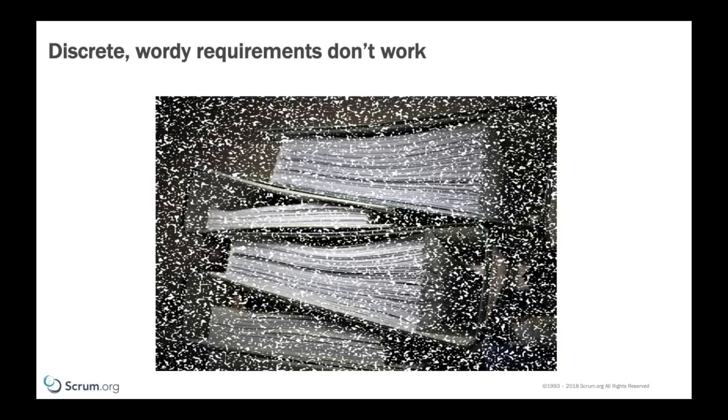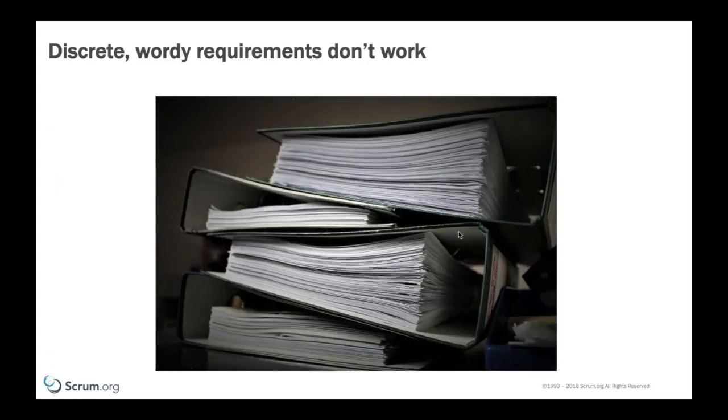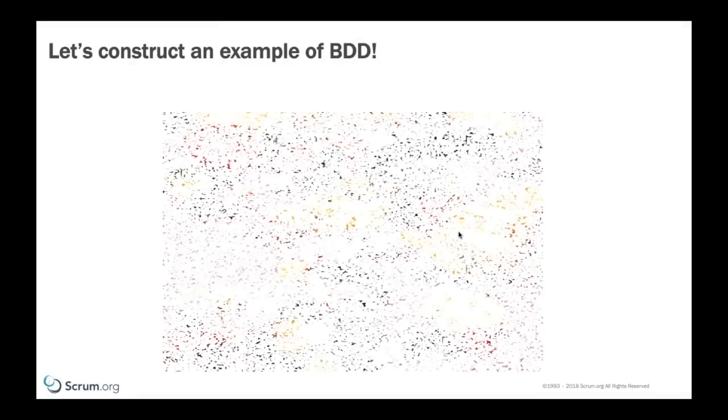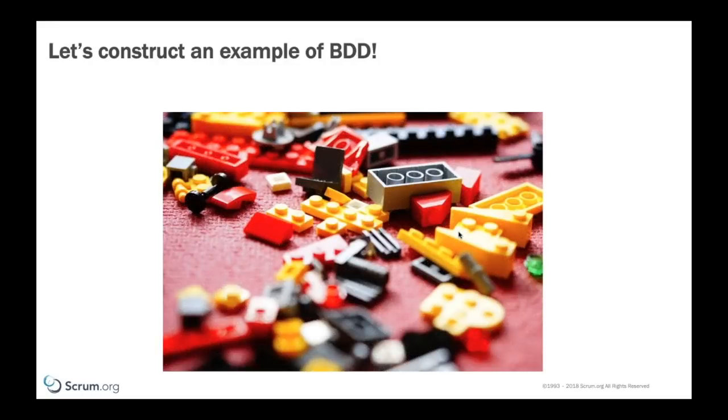So discrete, wordy requirements don't always work. It's more of a shared understanding. Our brain works very well by seeing examples. It's hard to describe something in great detail and have it in written words or even pictures. People understand what's going on through analogies, metaphors, and actually examples. So what we're going to do is start right off. Let's have an example of behavior-driven development.